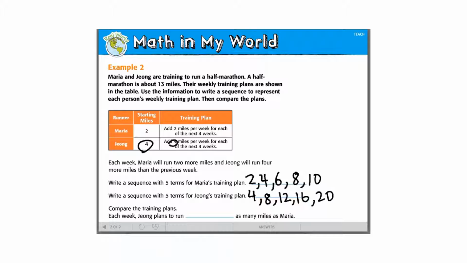So if we compare their 2 plans, each week Zhang plans to run twice as many miles as Maria. If you look at each of the weeks here, because he started at double what she started with, and you added that same number each time, the relationship between each week, week 1, week 2, week 3, week 4, week 5, he's always running twice as many miles as she's running. So that's what they were asking you to do on that question.